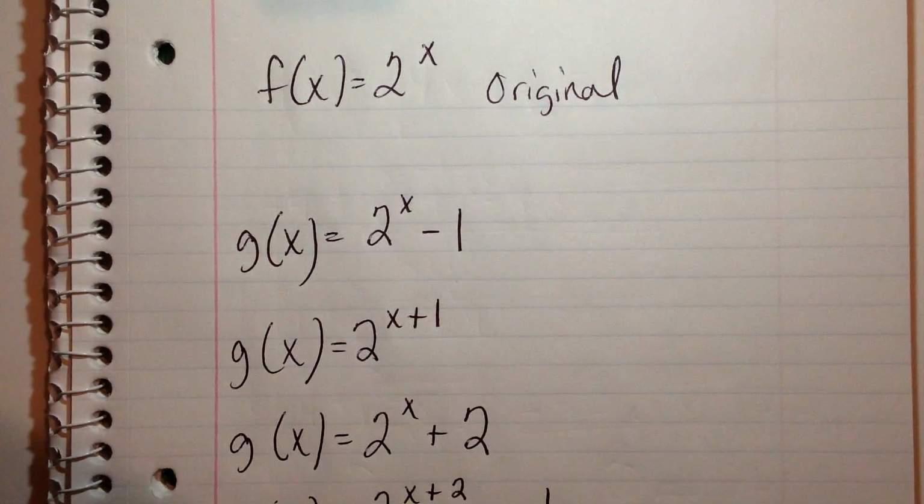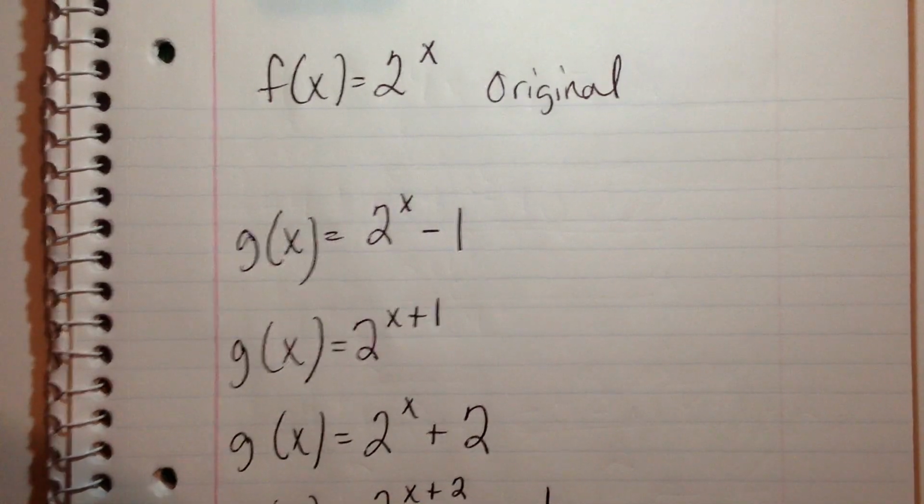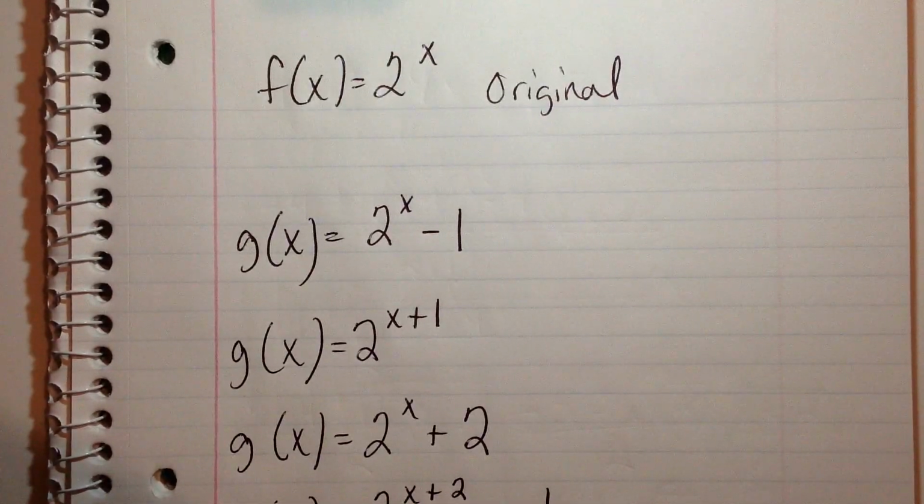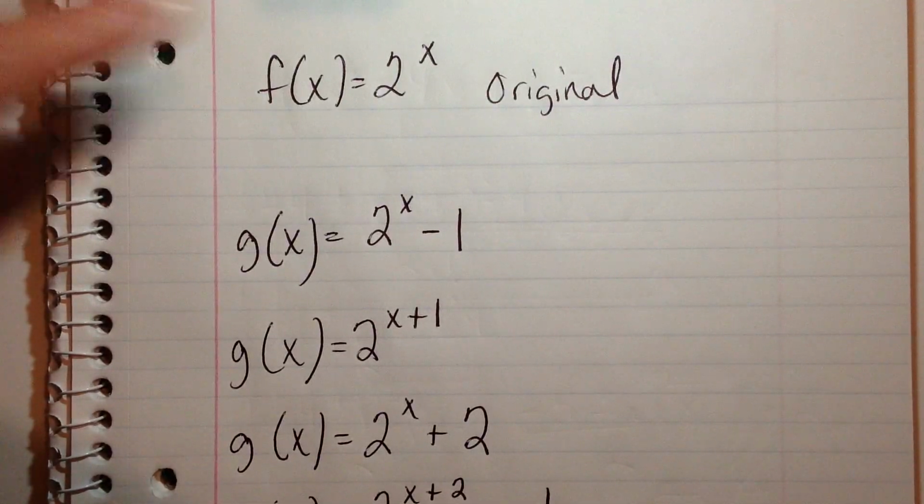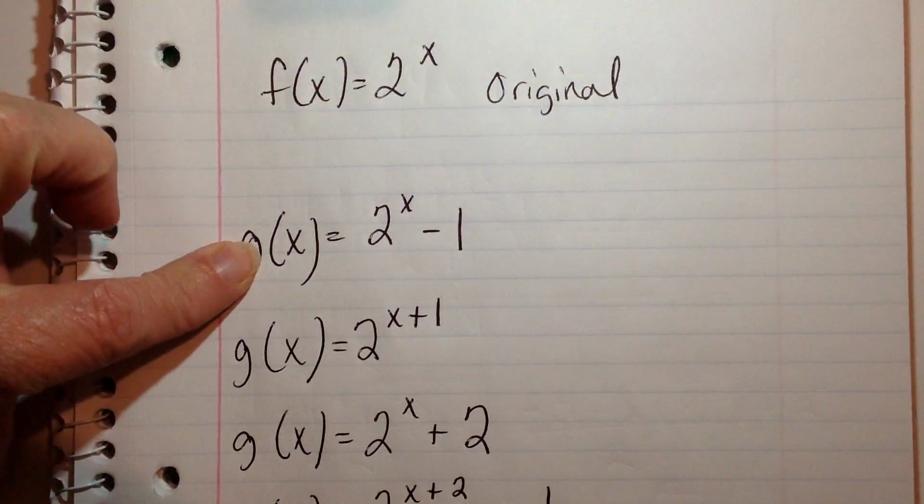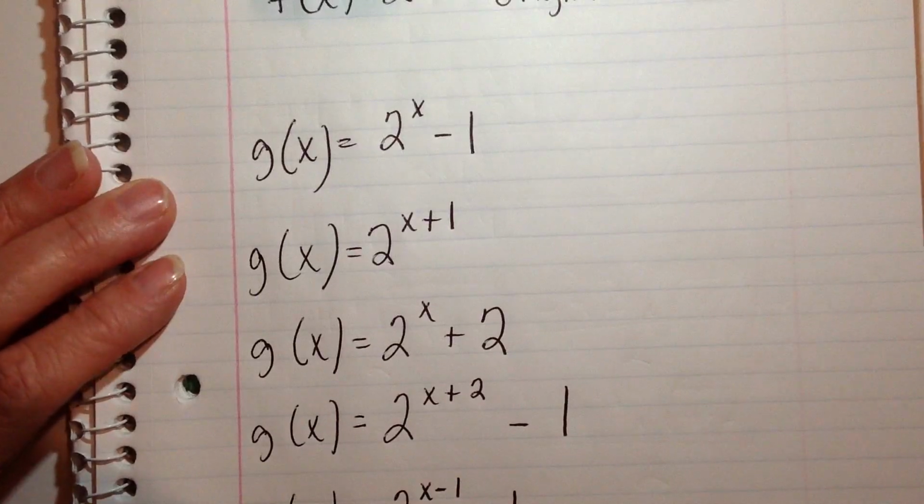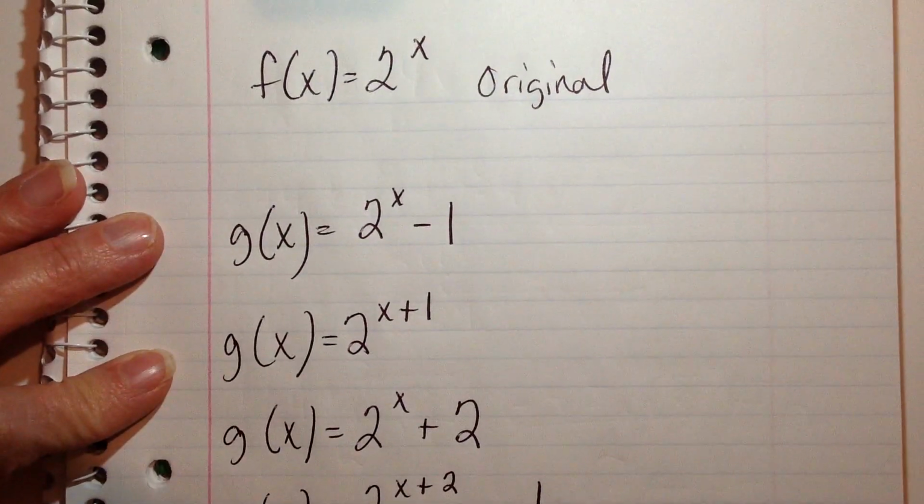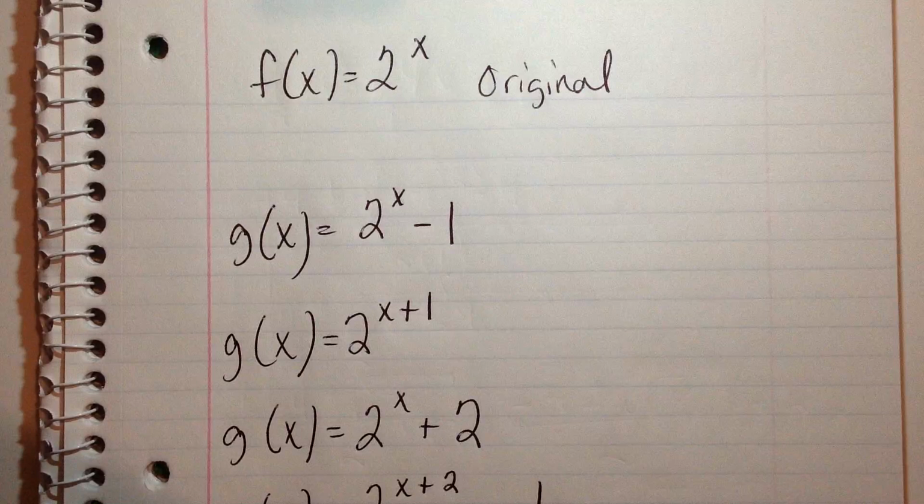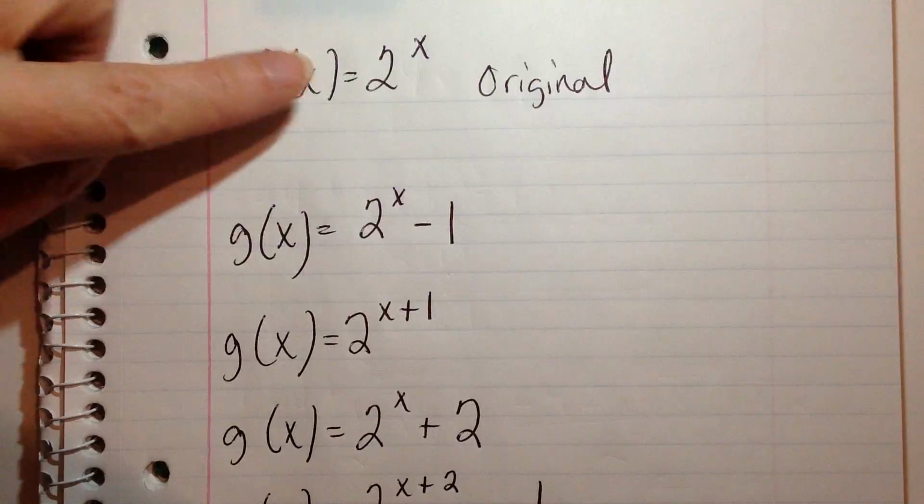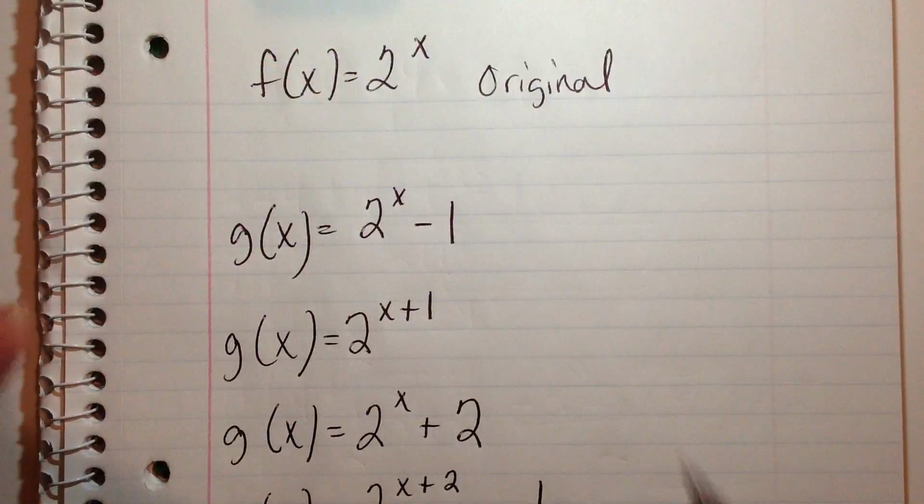In this exercise, I want us to talk about what we would need to do to the original graph to graph each one of these that I have listed for us. This is going to be a quick exercise for us to make sure that we have an understanding about transformations, about vertical shifts, horizontal shifts, reflections, and stretching and shrinking. So here's my original graph, 2 to the x.